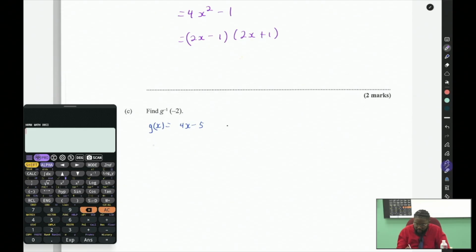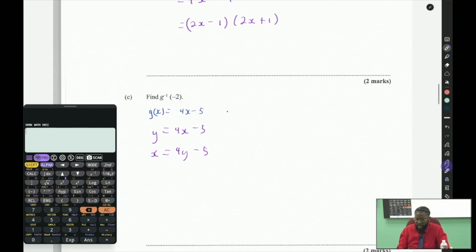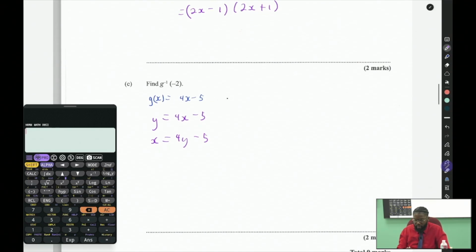So let us call g inverse y. We're going to have y equal to 4x minus 5. And then we're going to swap the x and the y, interchange. So we're going to have x equal to 4y minus 5. And we are going to then find y by making y the subject.